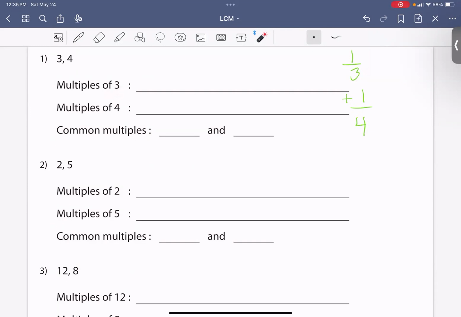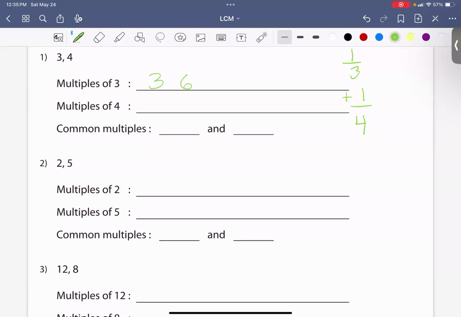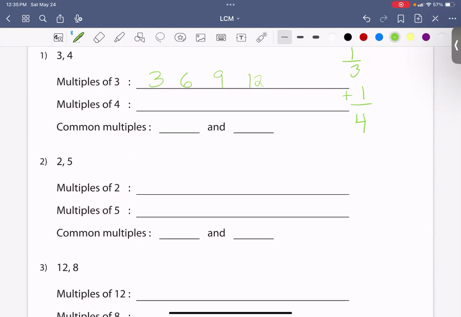So let's look at the multiples of 3. The first multiple of 3 is 3. The next multiple of 3 is 6 because 3 times 2 is 6. The next multiple of 3 is 9 because 3 times 3 is 9. The next multiple of 3 is 12 because 3 times 4 is 12. The next multiple of 3 is 15 because 3 times 5 is 15.